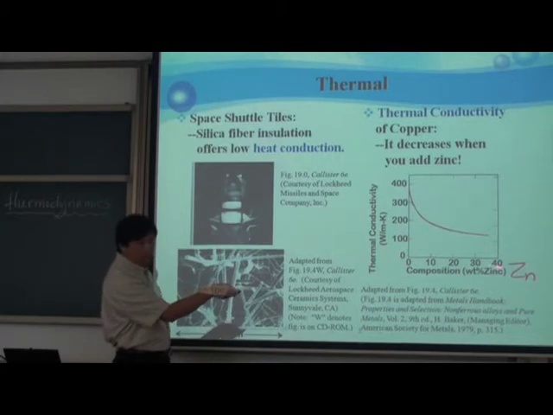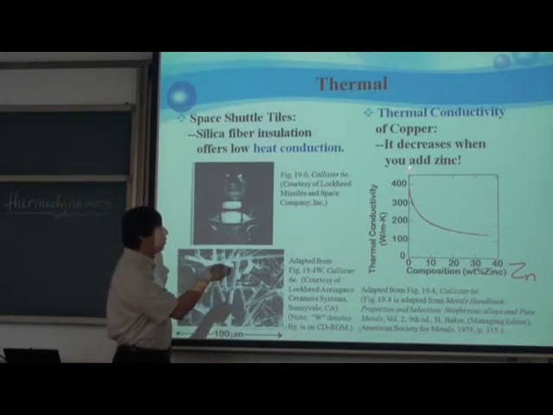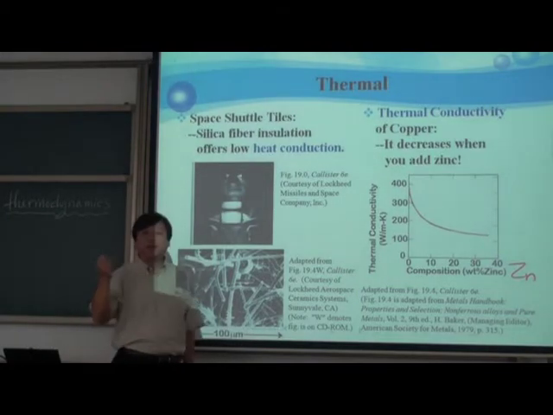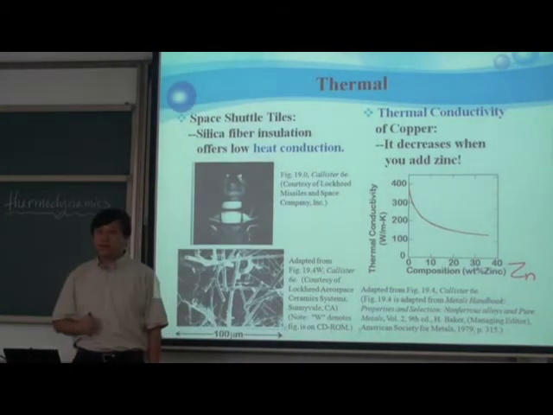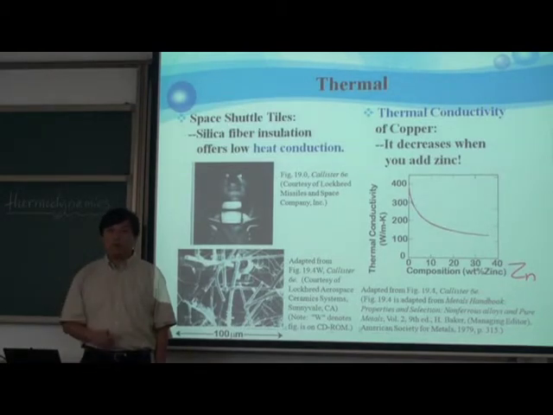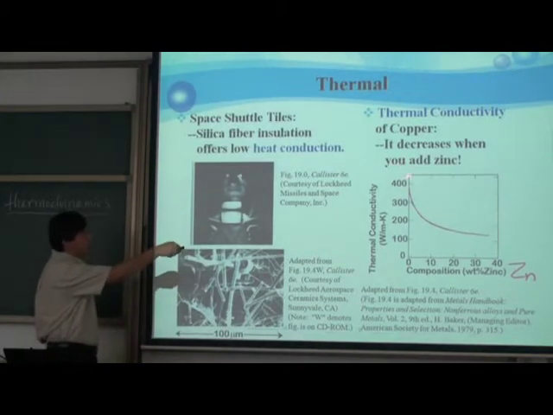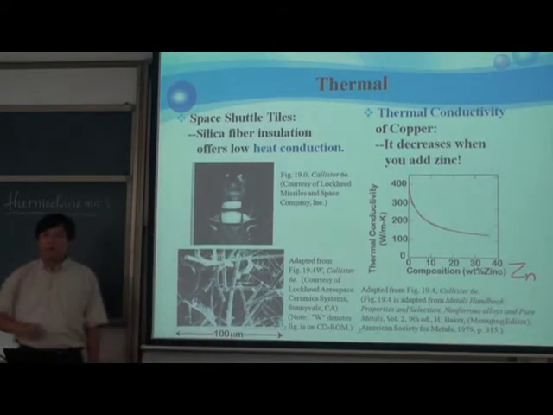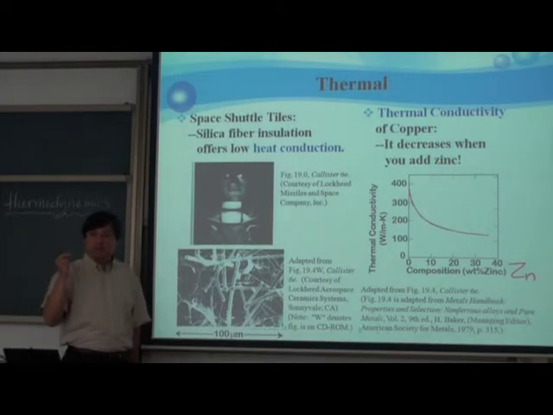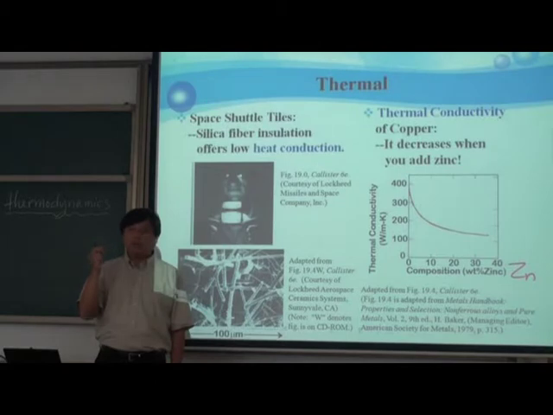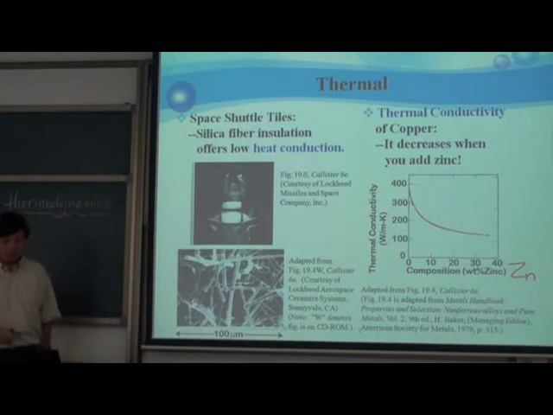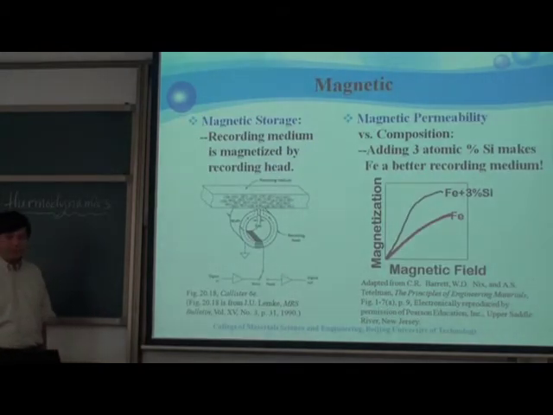Now look at this figure. If you add a lot of zinc in it, what's going to happen? You will effectively decrease the thermal conductivity. So if you add zinc into copper, it just cannot be as good as before. It just cannot conduct heat as well as before. So that's what we say, the thermal conductivity of copper decreases when you add zinc. So by adding different alloying elements into your material, it can effectively influence your original properties, such as electrical and thermal.